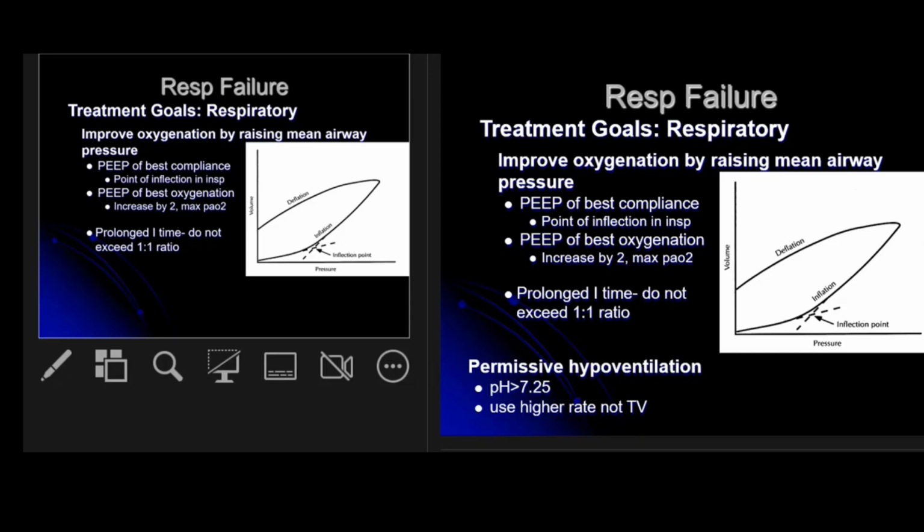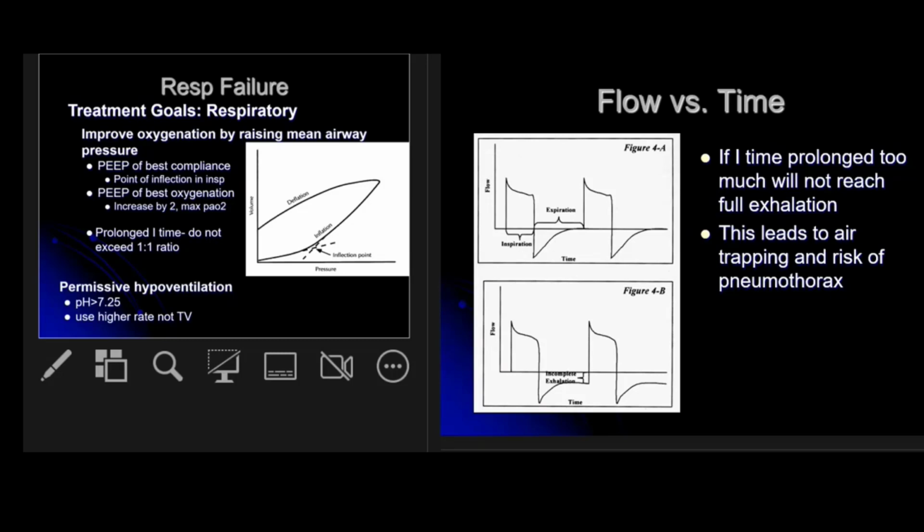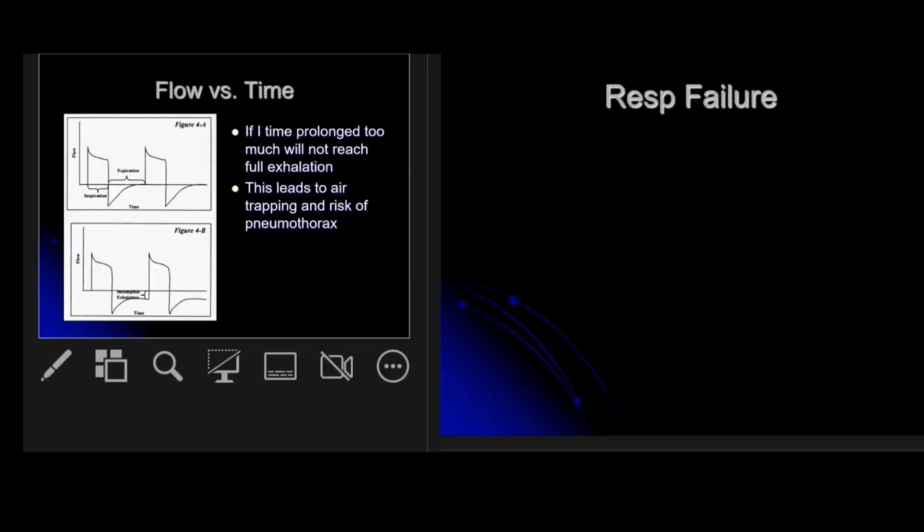The other thing I do is I take my I:E time out to a 1-to-1 to start with, and that raises my mean airway pressure significantly immediately. And as long as I'm reaching end exhalation, I'm in a safe place. Okay. Now, how can you tell whether you're reaching end exhalation or not?